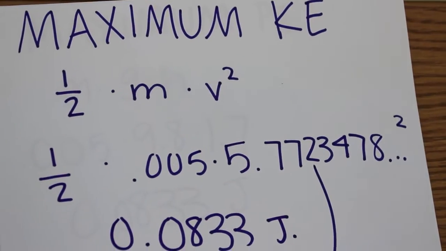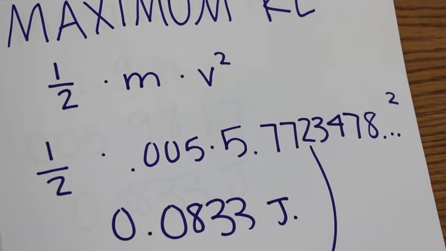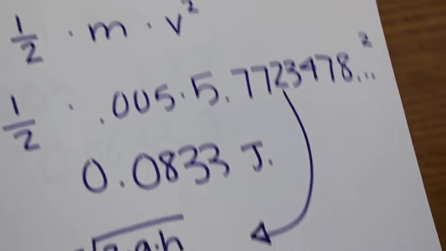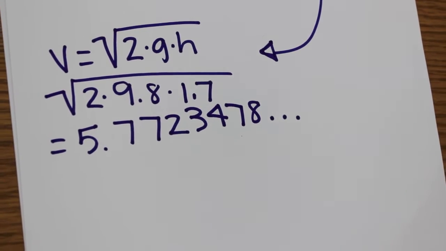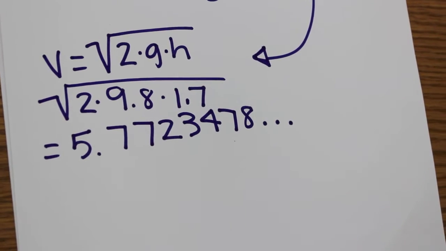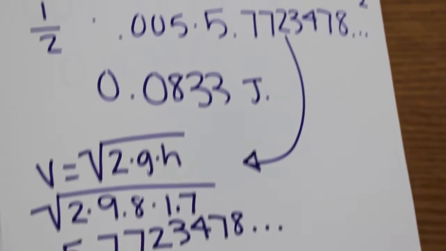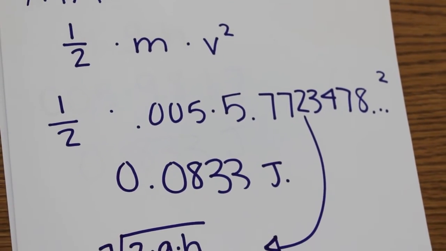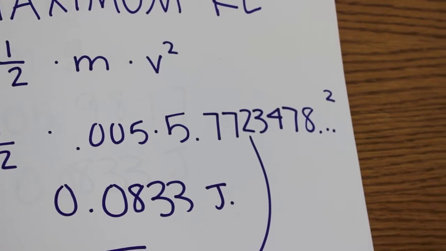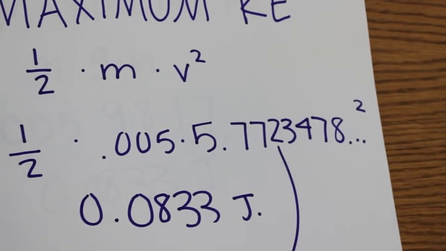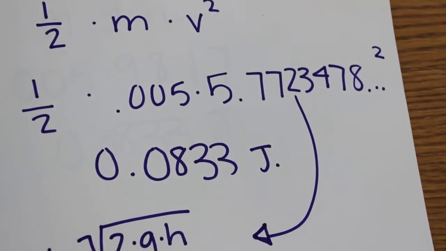To find the maximum kinetic energy, use the formula 1/2 times mass times velocity squared. To find the velocity, we use the square root of 2 times g times h, which once you plugged in the numbers equals 5.77234778. When we plugged it into our formula, it was 1/2 times 0.005 times 5.77234778 squared, which equals 0.0833 joules.